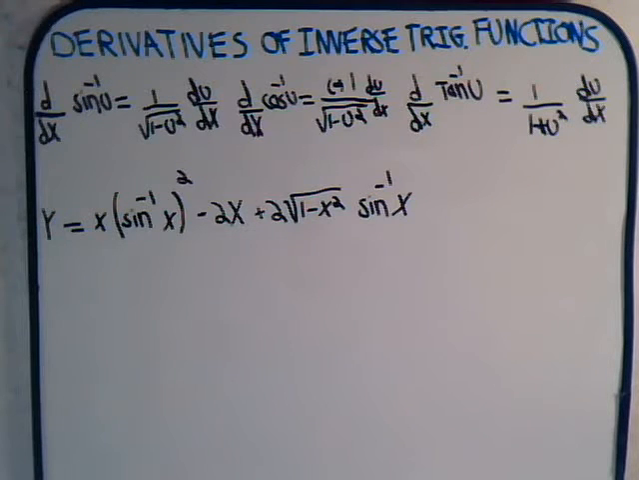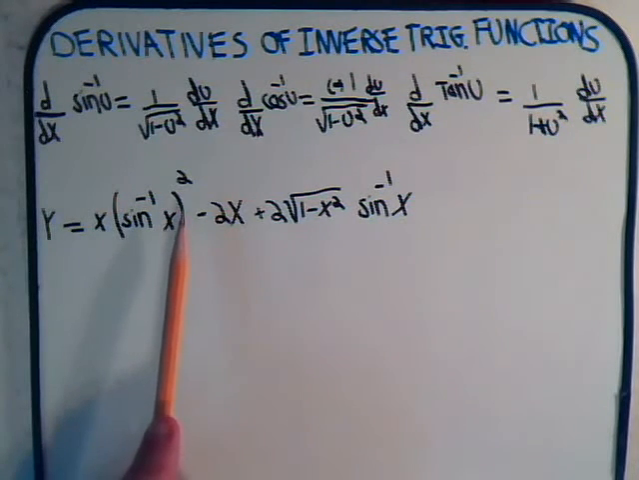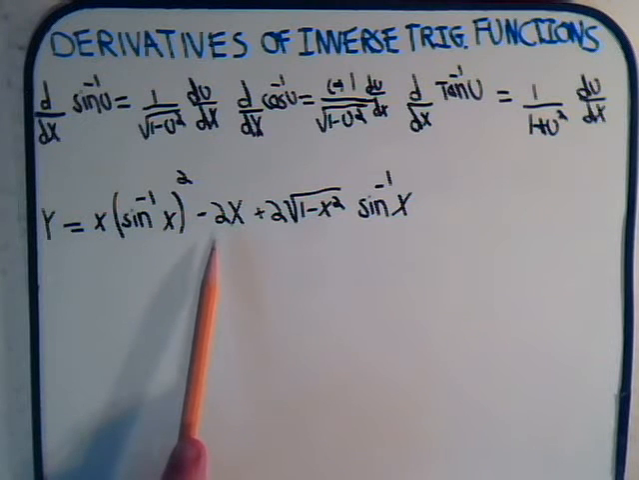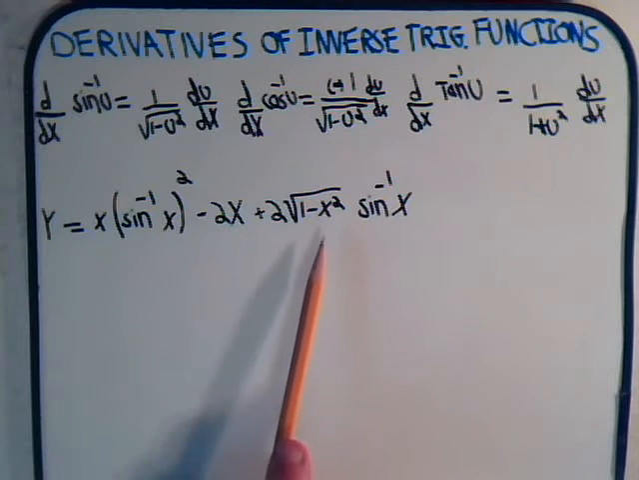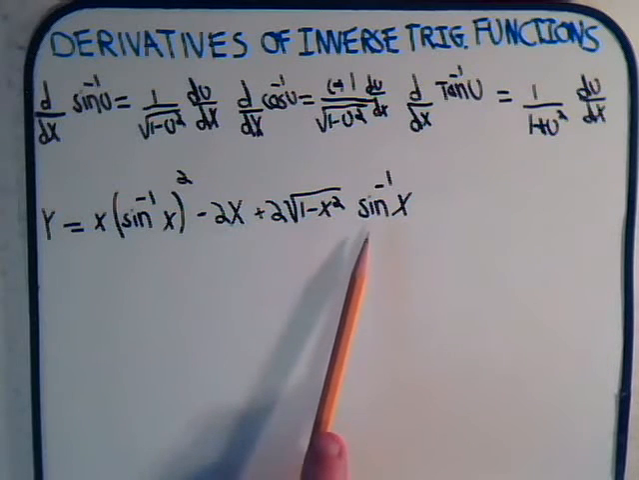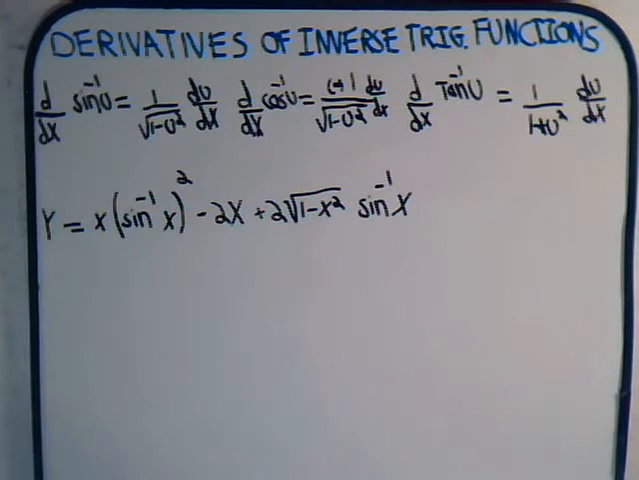Okay, in this video, we want to take the derivative of y, where y is equal to x times the inverse sine of x, quantity squared, minus 2x, plus 2 times the square root of 1 minus x squared, multiplied by the inverse sine of x. And we want to solve this equation for dy/dx.